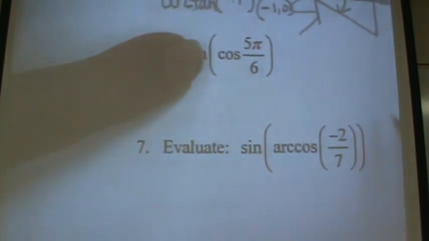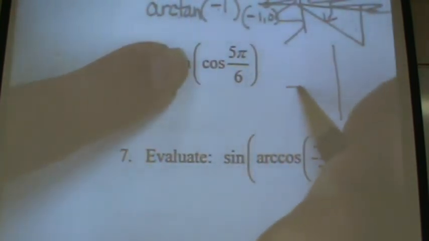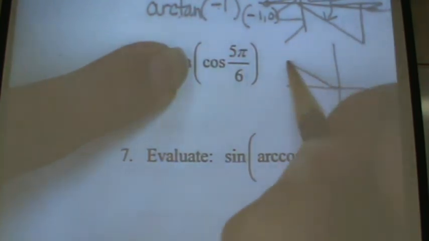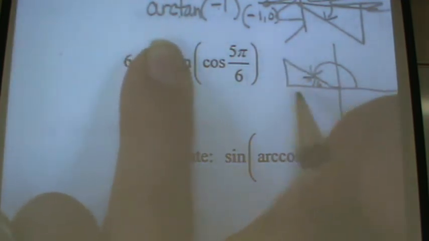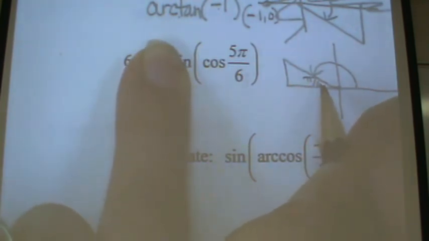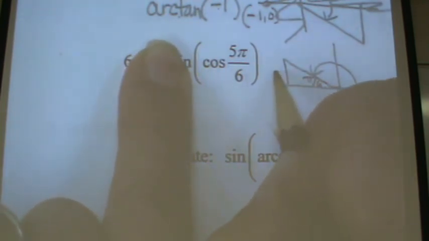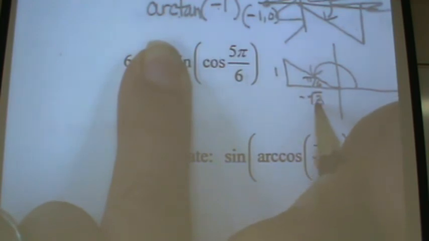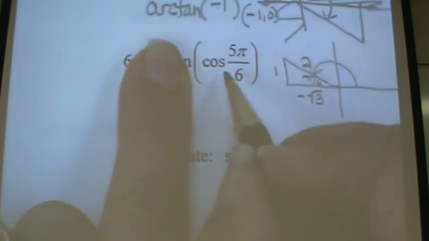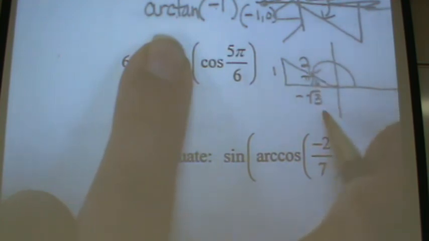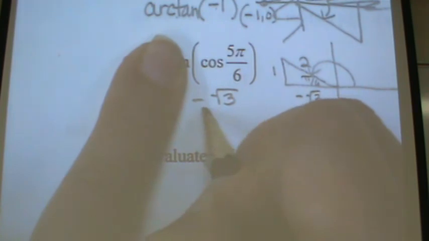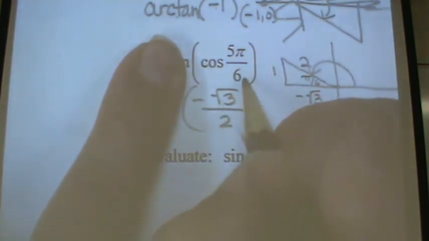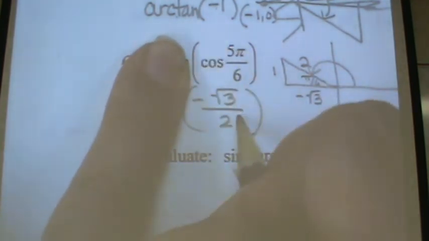5 pi over 6. Where's 5 pi over 6? Quadrant 2. This is 5 pi over 6. So I'm going to use pi over 6 to name this triangle. That's a 30-degree angle. So this is going to be 1, this is going to be negative root 3, and this is going to be a 2. So what's the cosine of this angle? It's going to be adjacent over hypotenuse. So this is going to be negative root 3 over 2. Does everybody understand that? This is from chapter 6.